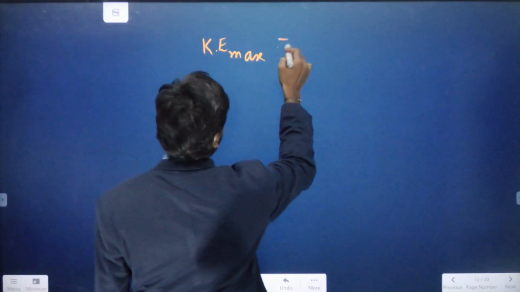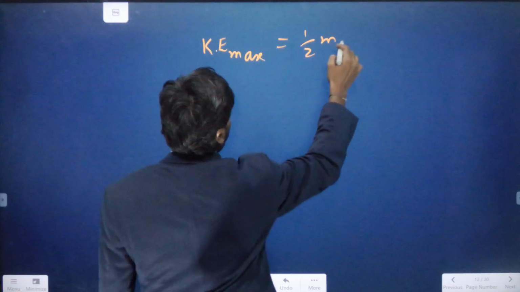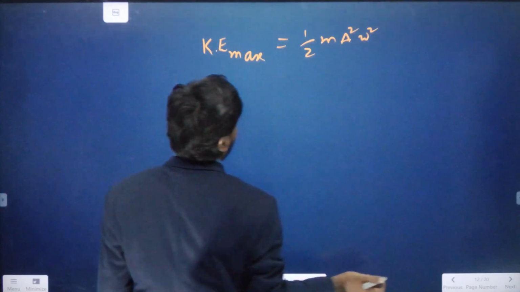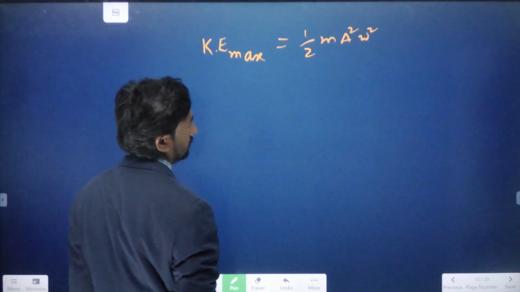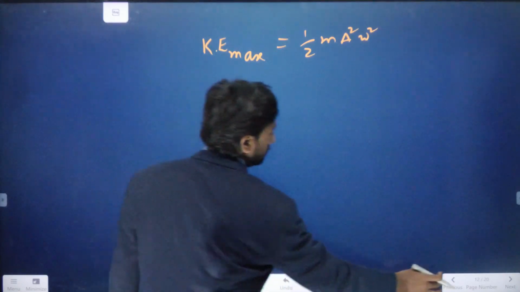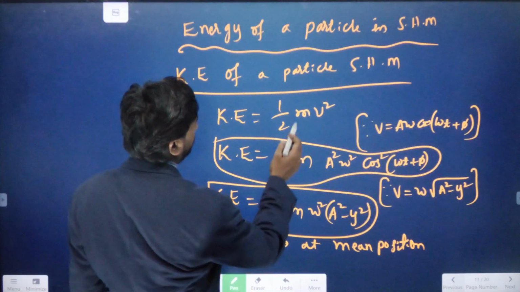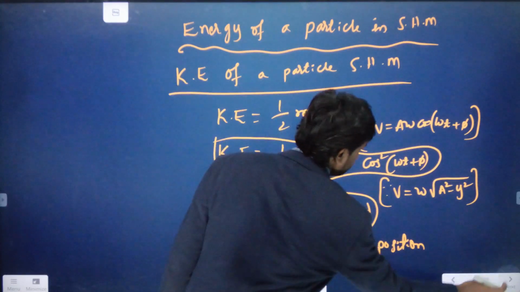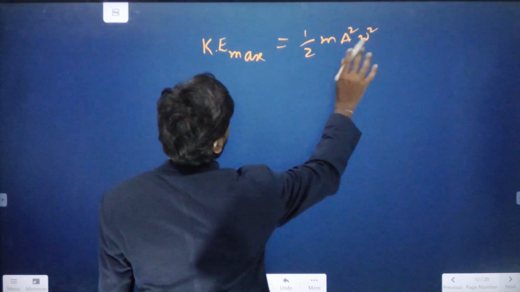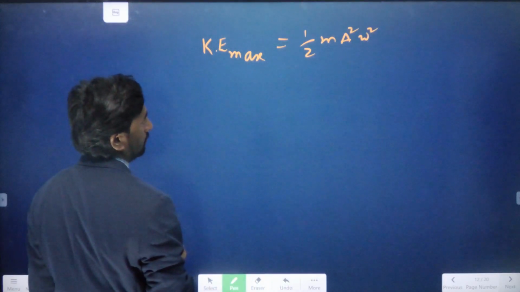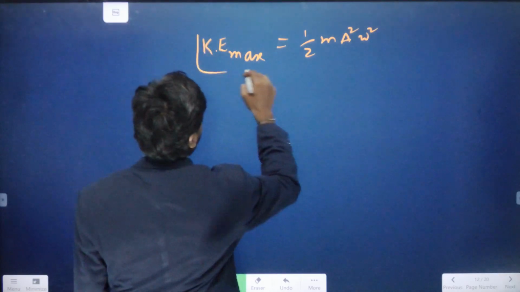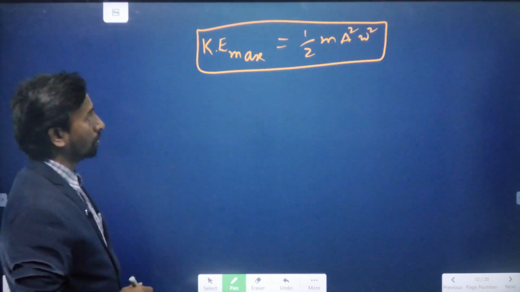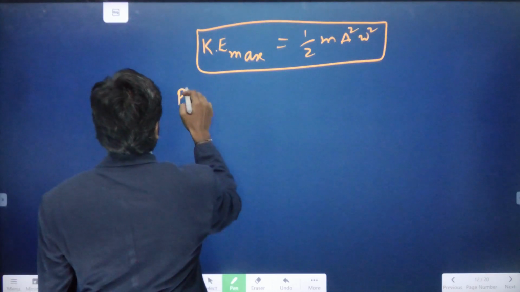K maximum is equal to half into m into a square omega square, because y is 0 here. So the equation is half into m into omega square, and since y is 0, only a square will remain. So we get half m a square omega square. Therefore this is the equation of the particle in simple harmonic motion. Okay. Now we will see potential energy.